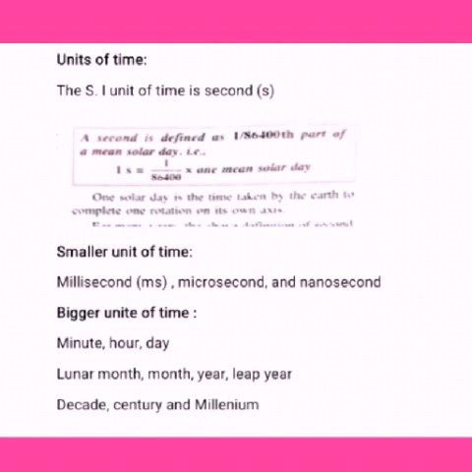Micro means 10 to the power of minus 6 second. Nano means 10 to the power of minus 9 second. Bigger units of time are minute and hour. 1 minute is equal to 60 seconds. Then 1 hour is equal to 3600 seconds. 1 day is equal to 86,400 seconds.